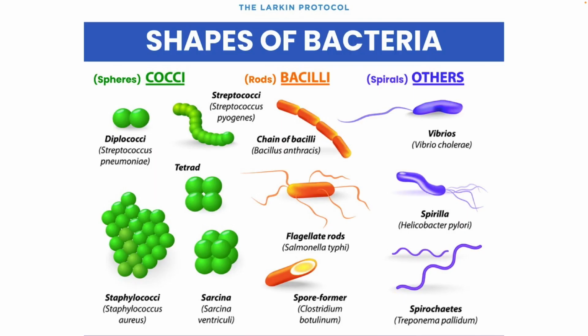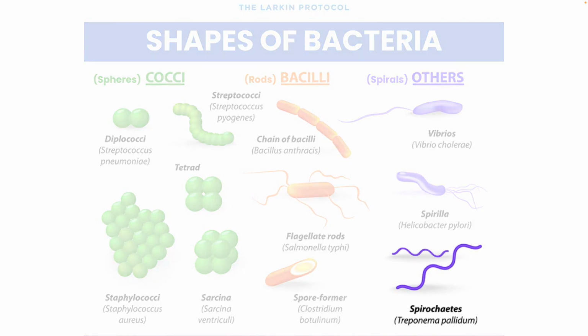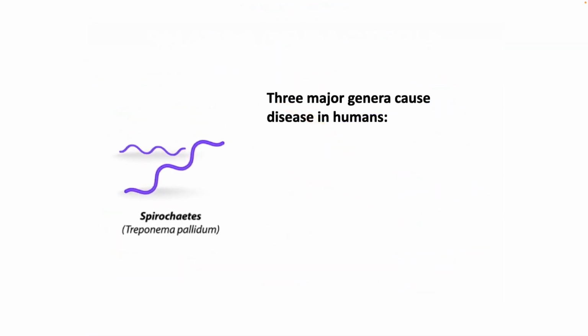So when we look at different shapes of bacteria, we can see there's many different types. There's cocci, there's bacilli, and there's others. But the one that is Treponema, they're in a class called spirochetes, and they have this particular shape. And the spirochetes have three major genera which cause disease.